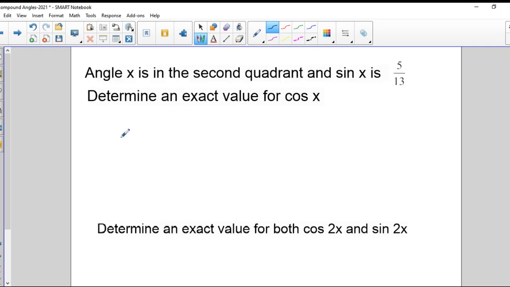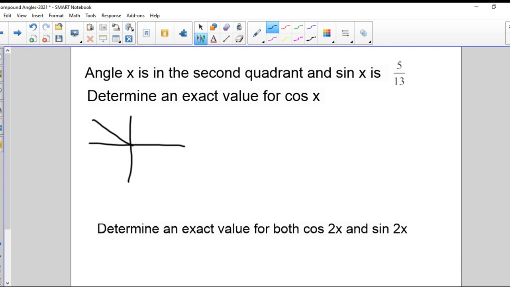Angle x is in the second quadrant. The sine of x is 5 over 13. Determine an exact value for the cosine of x. And then from that, determine an exact value for both the cosine of 2x and the sine of 2x. So first things first. If it's in the second quadrant, I'm going to draw a little chart here, right? And in that second quadrant, if the sine is 5 over 13, let's create a little triangle.